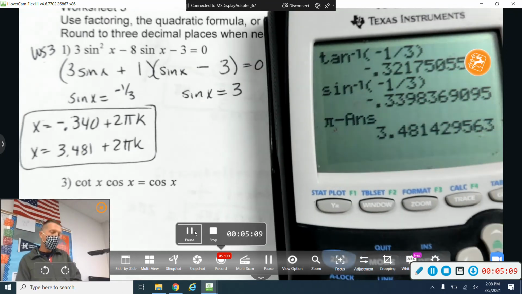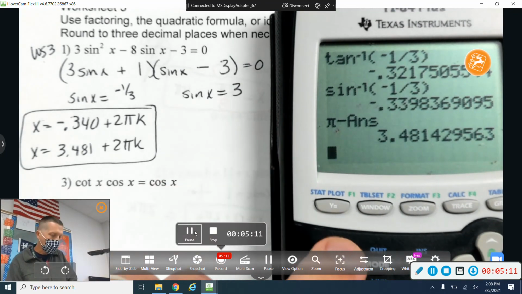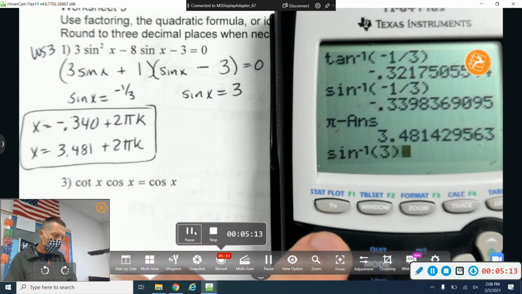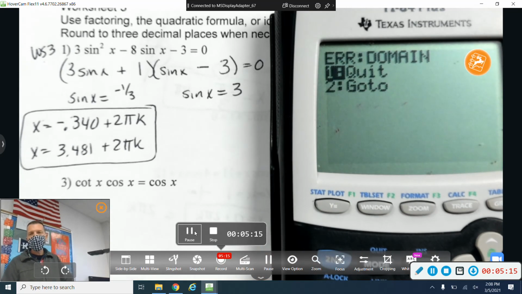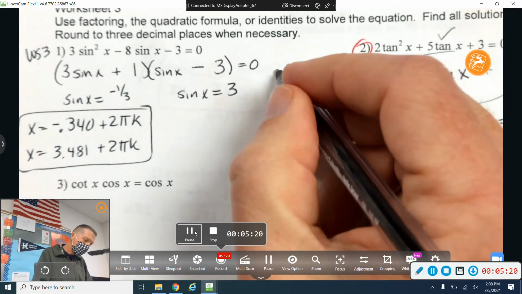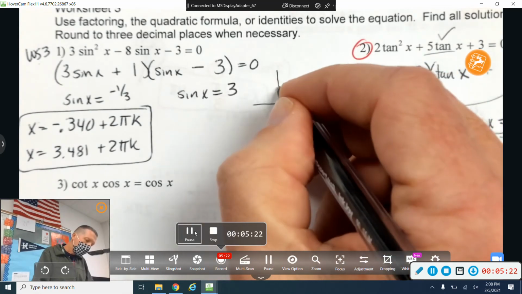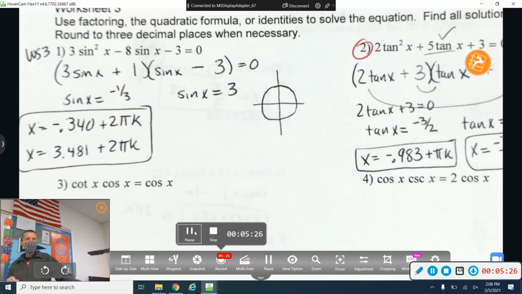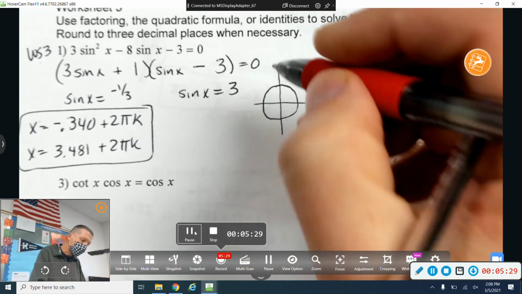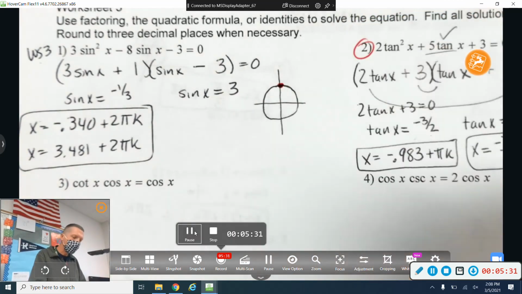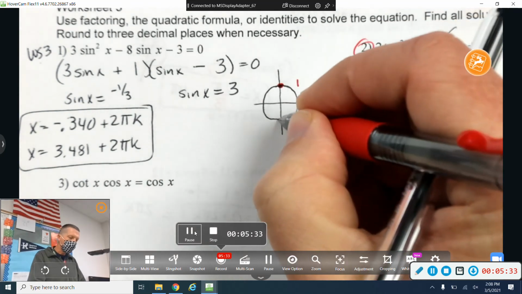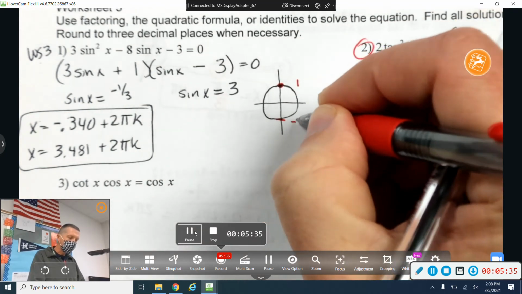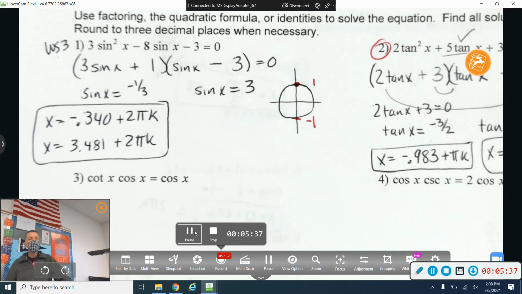And then for the other half of the problem, sine of x equals 3. Inverse sine of 3 tells me I've got some sort of domain error. The reason is, remember sine is the y-coordinate of the unit circle? What's the highest it gets to? What's this y value right there? And what's this y value down here? Negative 1. So sine answers will always be between negative 1 and 1.